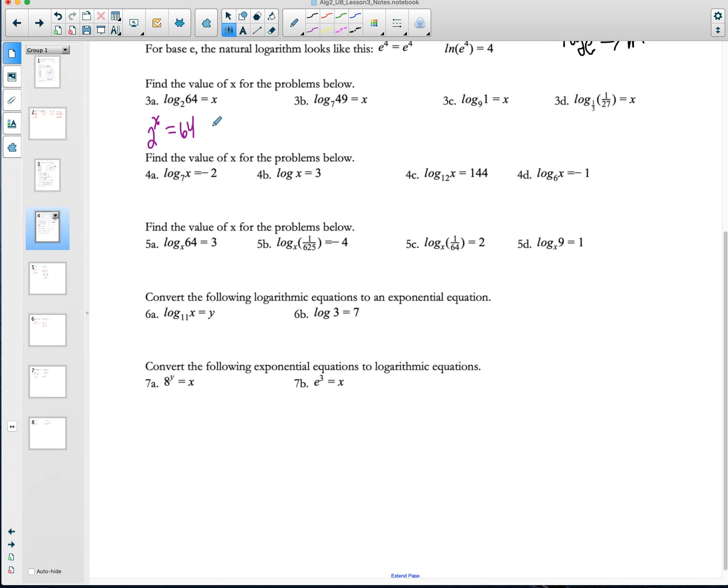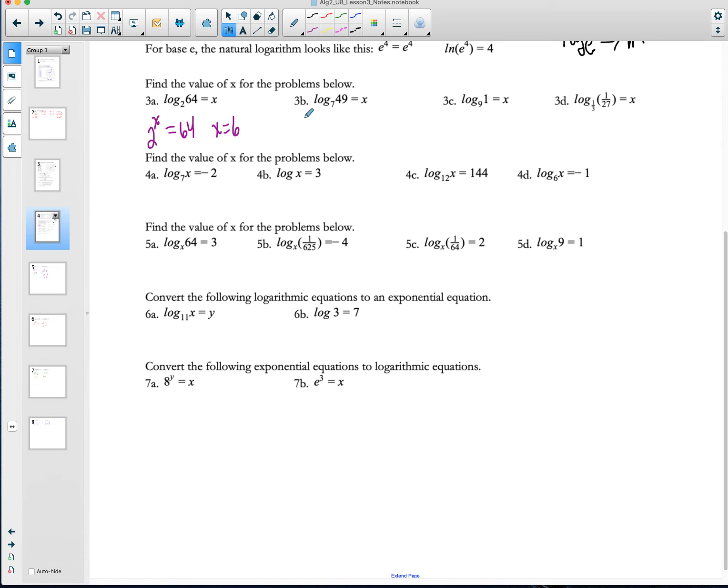Well, now that means that x has to be, so I can go through my powers: 2, 4, 8, 16, 32, 64. I'm counting on my fingers, not that you guys can see that. But I had 6 fingers up, so that means it was the 6th power of 2. That's what x would be. Now, you don't necessarily have to write this out, but for some of you, this might help you translate, at least so you get familiar with everything.